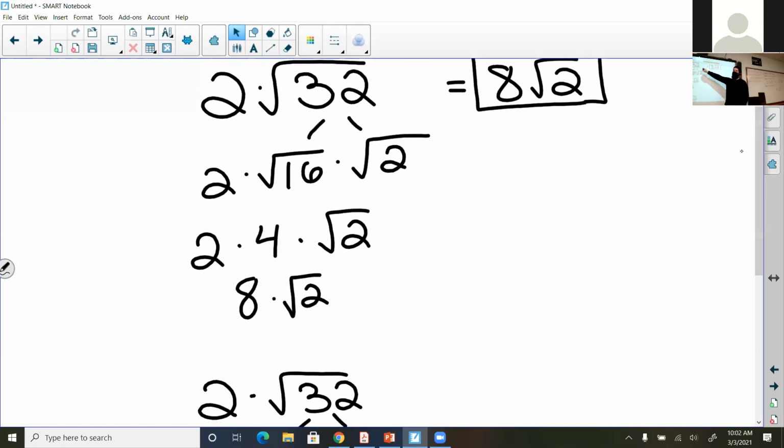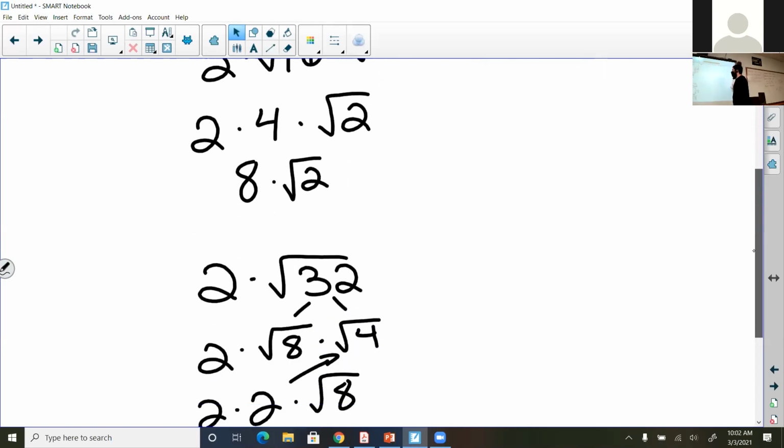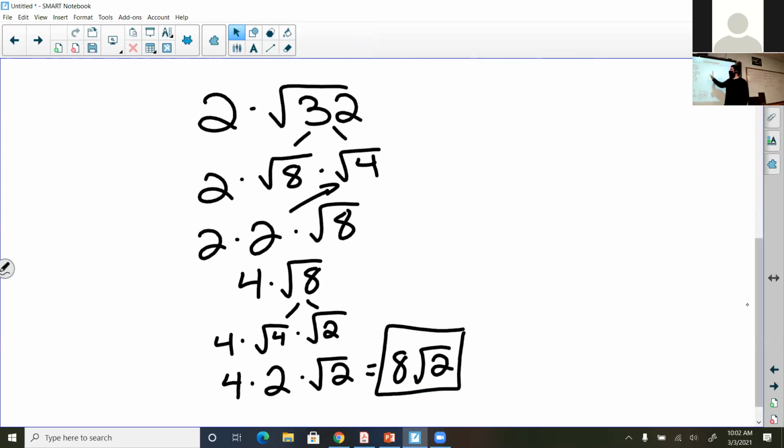So in one step, I could break it up. And then in the next step, I could simplify it. And then the last step, I could get to my answer. The other way is I recognized that 8 times 4 was 32. So I simplified it. But then I had to break up the square root of 8, simplify it, then get my answer. So sometimes it could take multiple steps to get to your answer. Sometimes it doesn't.